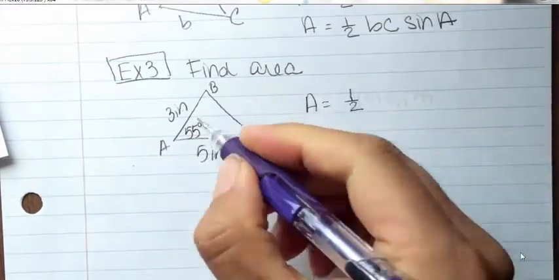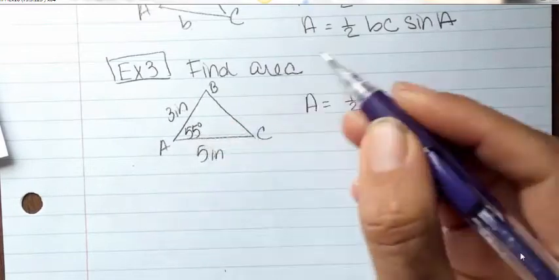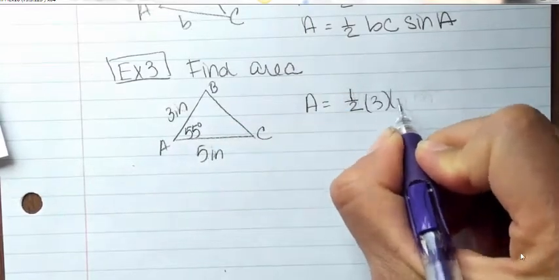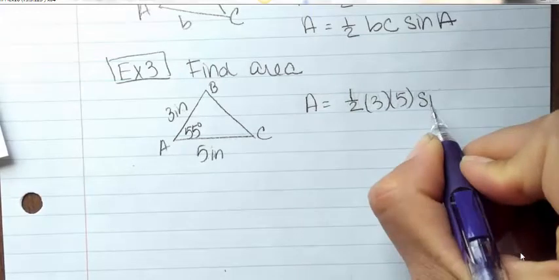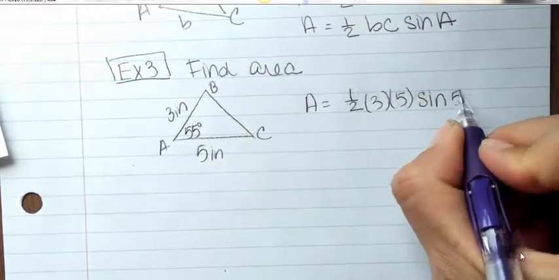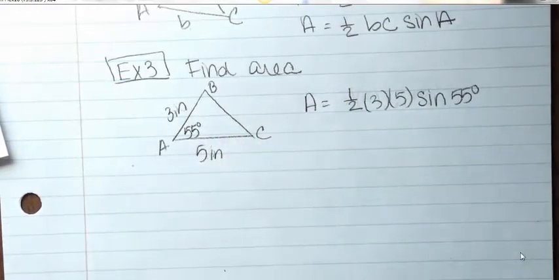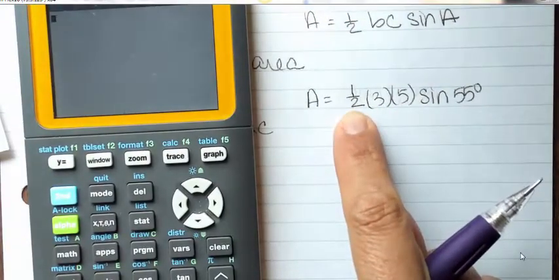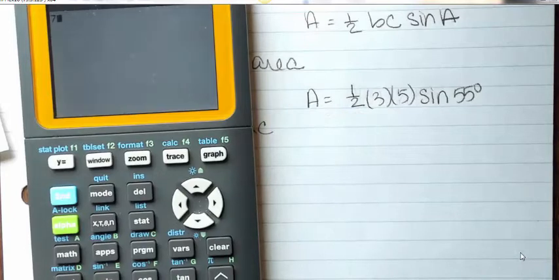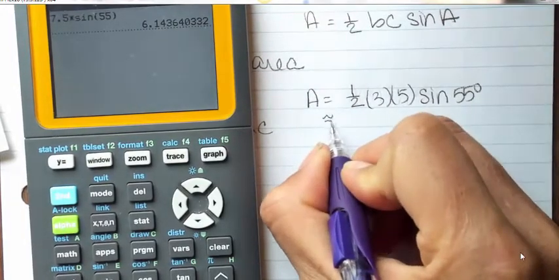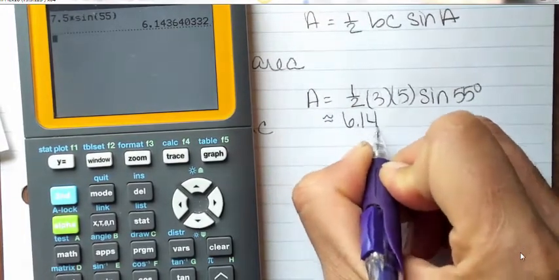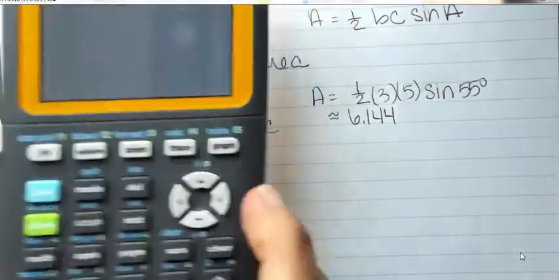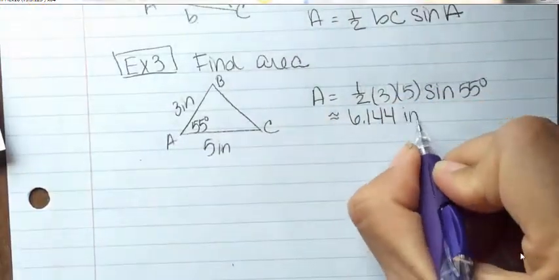I do 1/2 of the two sides that include that angle. So I multiply those two sides together, and then I multiply it by the sine of the angle that is included, which is 55 degrees. Going to my calculator, that's 15 times 1/2, or divided by 2, so that's 7.5 times sine of 55 degrees. And so my area is approximately 6.144, and our units were inches, so square inches.